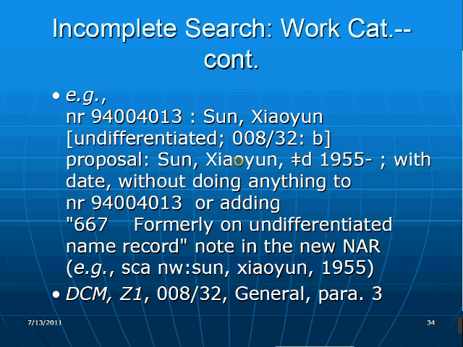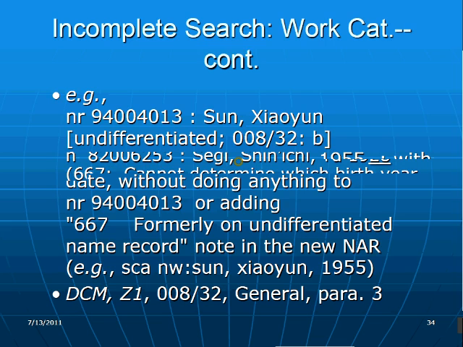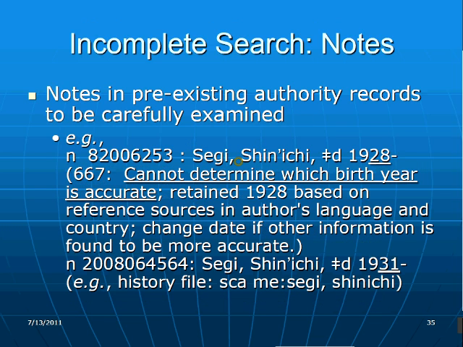When information is found to distinguish a person included on an undifferentiated name record, always create a new name authority record for that person. Delete information pertaining to that person from the undifferentiated name record. Add a 667 note on the new record to identify the LCCN of the authority record on which information about that person has been recorded.